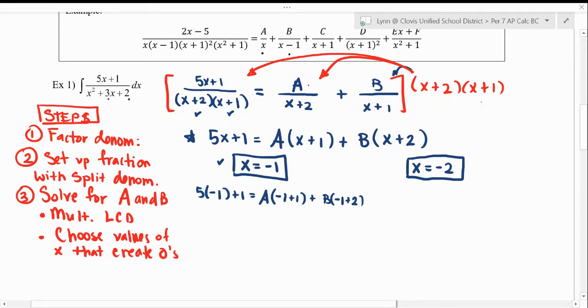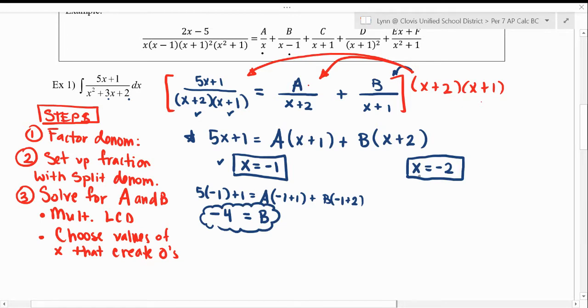So this would be -5 plus 1, which is -4. And then -1 plus 1 is 0, so that would be 0a, which is 0. And then -1 plus 2 is 1, so that would be 1b. So now I know b is equal to -4.